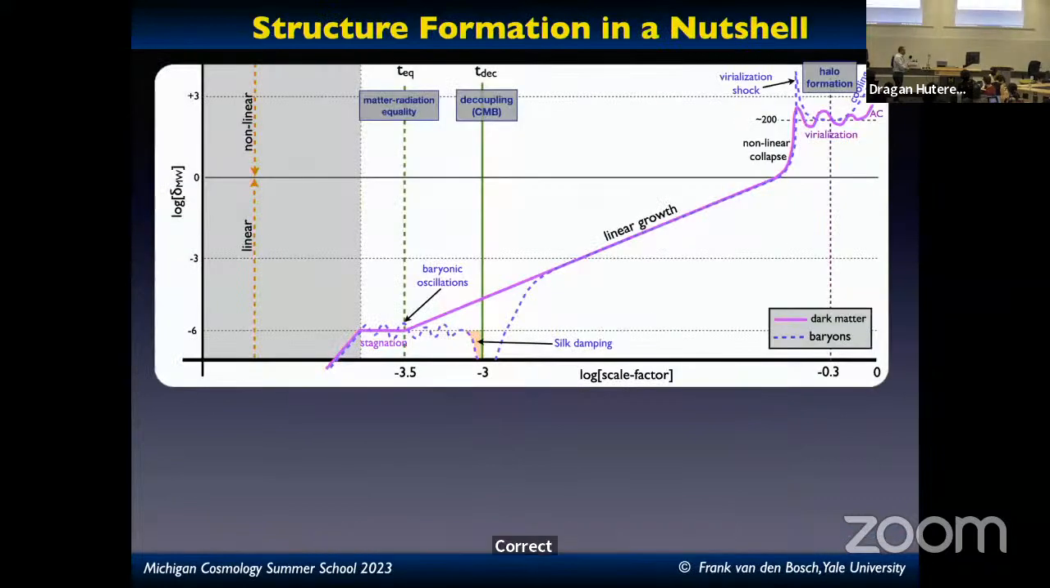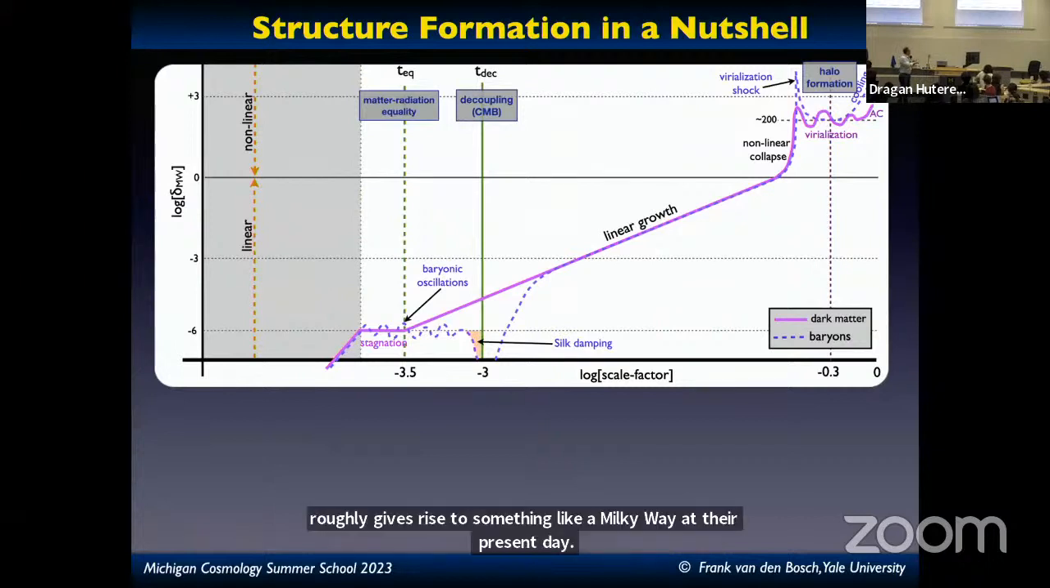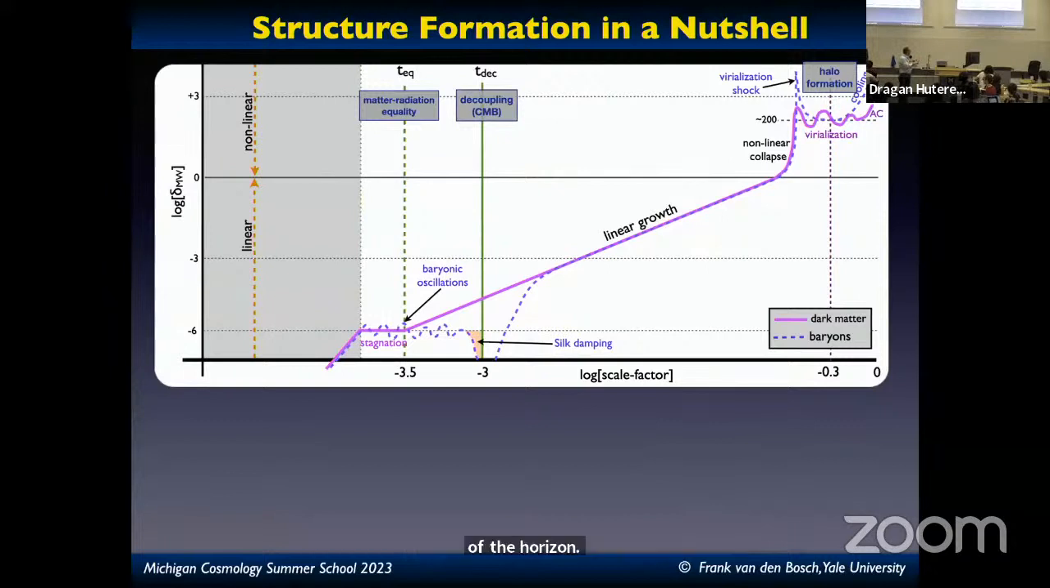Here now is a pictorial view of how perturbations grow over time. It's a complicated diagram, but what I'm plotting here is the evolution of a mode with a wavelength that roughly gives rise to something like a Milky Way at the present day. The gray area is the time when the perturbation is outside of the horizon. By the way, the x-axis is the scale factor, so 0 is the present day. This is about a redshift of 1,000, roughly the cosmic microwave background decoupling.